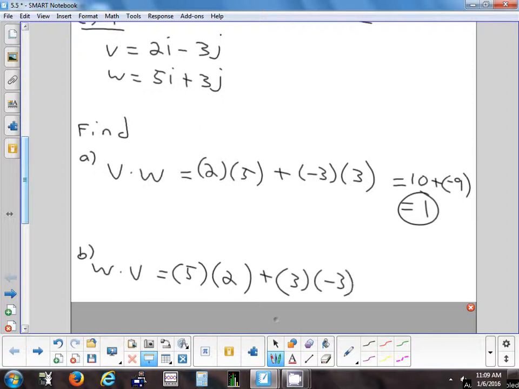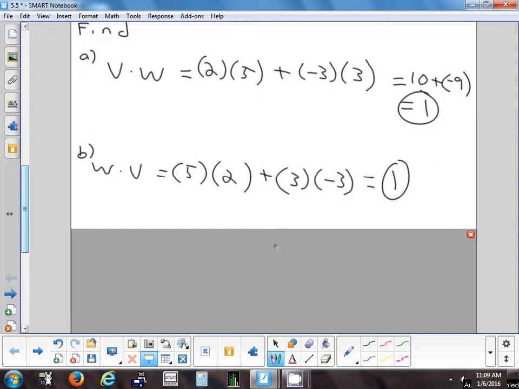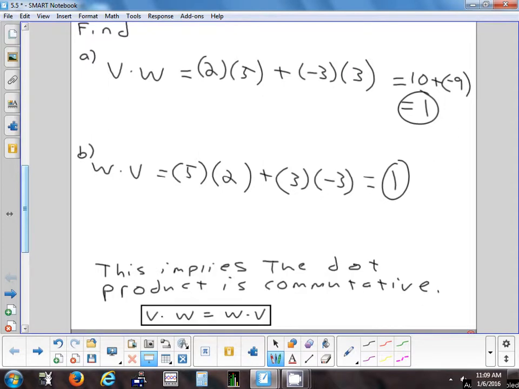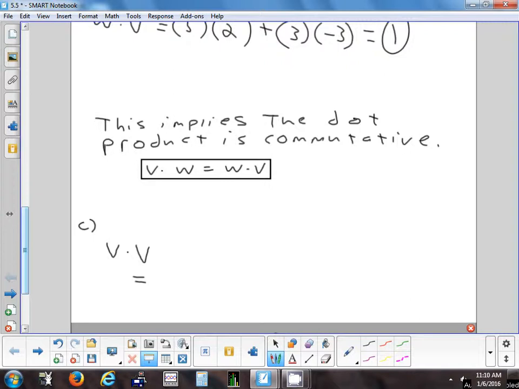But since multiplication is commutative, and really to do the dot product, that's all we're doing, we get the same answer: 10 plus negative 9. So the dot product is commutative. If we were to study the cross product, we would learn that it is not. V cross W and W cross V come out different. Again, we're not going to study that. But the dot product is commutative. Okay, let's find V dot V.